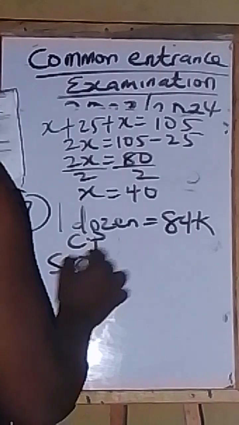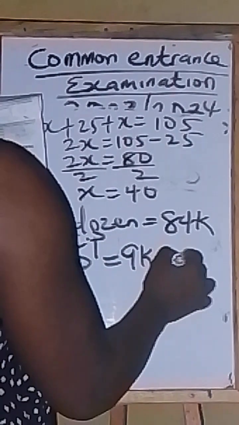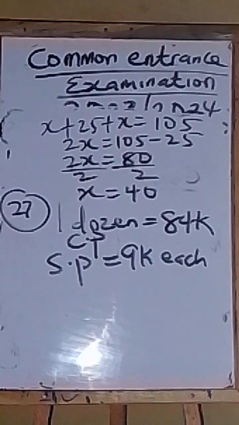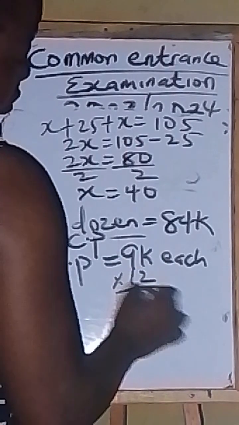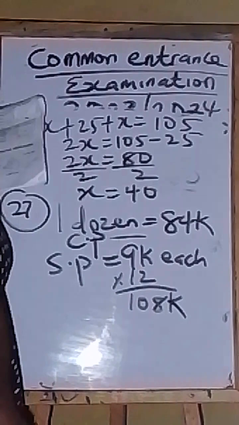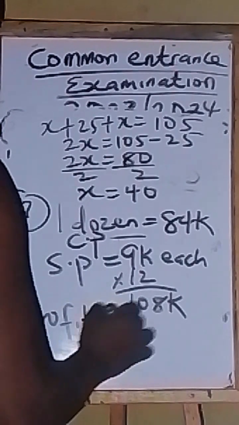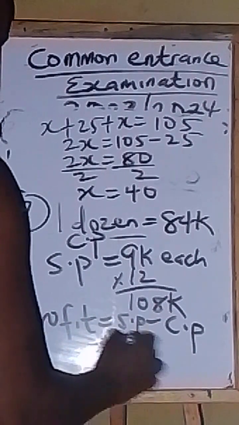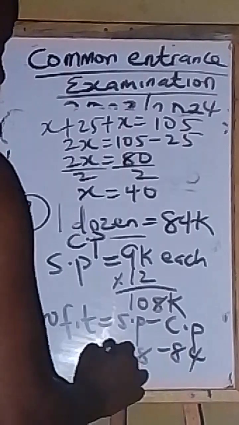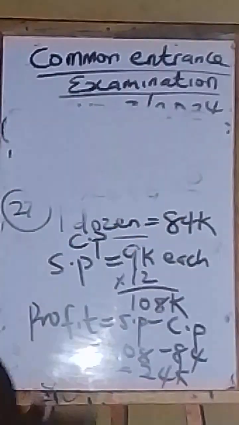Selling price will give us 9 kobo each. Remember, this is 1 dozen, so we have to multiply it by 12, giving us 108 kobo. So profit equals selling price minus cost price, and that is 108 minus 84. So this is 24 kobo.